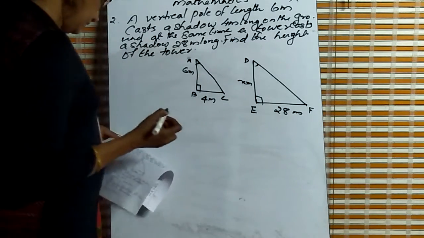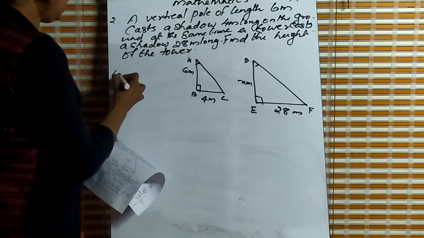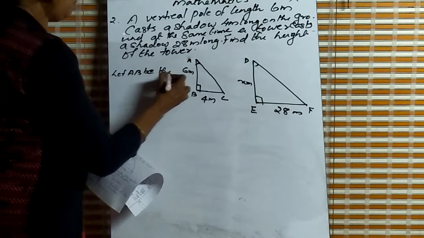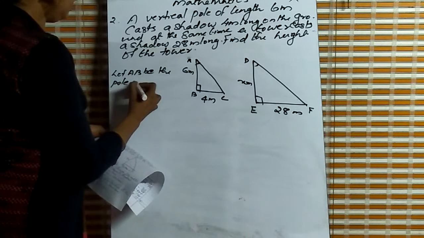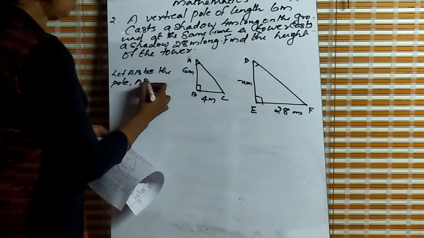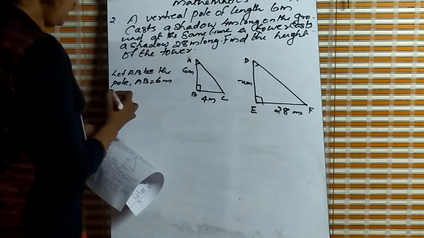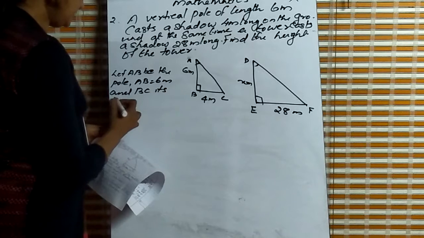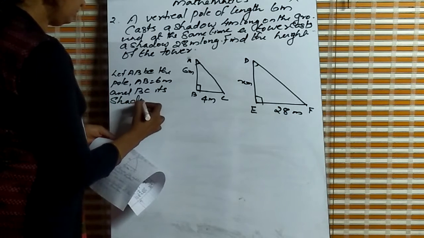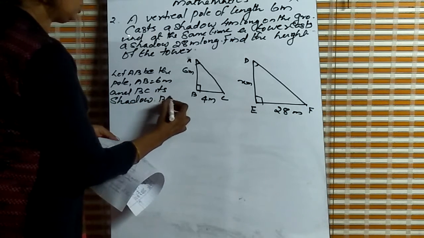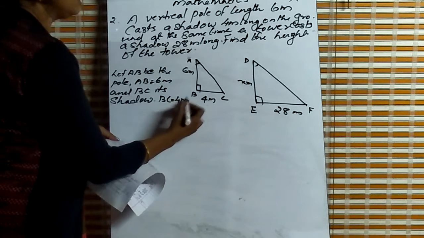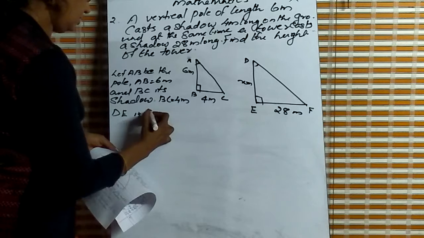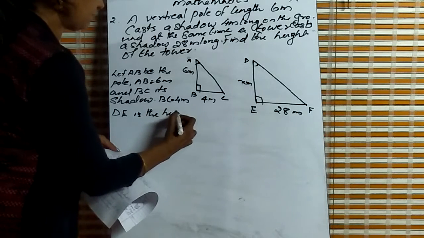Now what is given here? Let AB be the pole, AB is equal to 6 meter, and BC its shadow, BC is equal to 4 meter. Then DE is the height of tower.